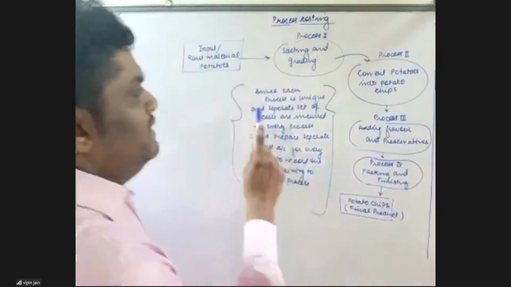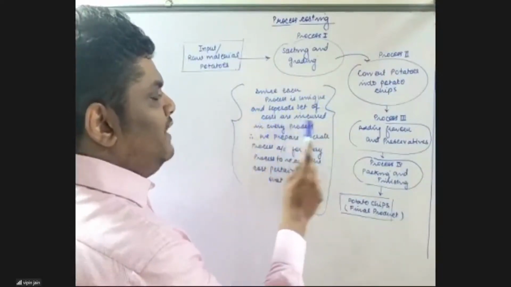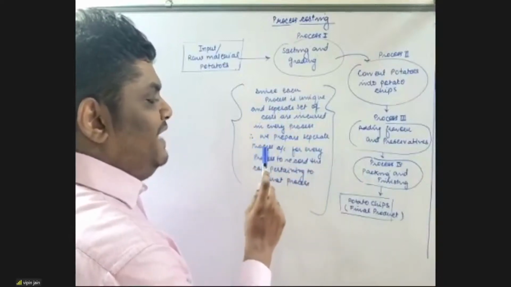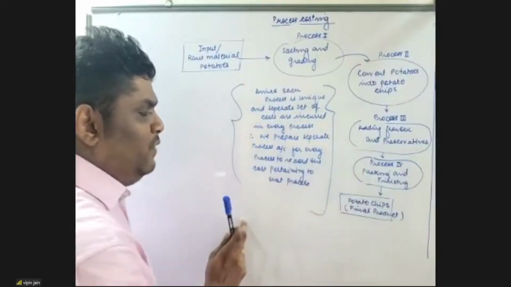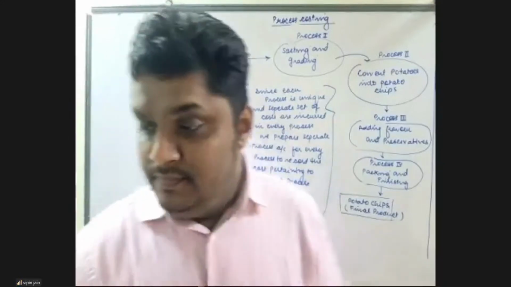So Krishna, since each process is unique and a separate set of costs is incurred in every process, therefore we prepare a separate process account for every process to record the cost pertaining to that process.